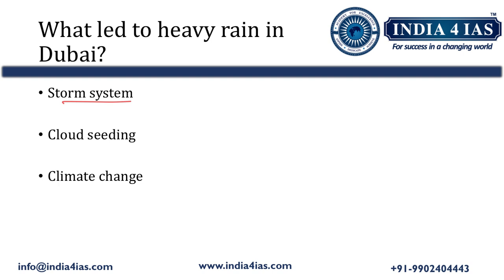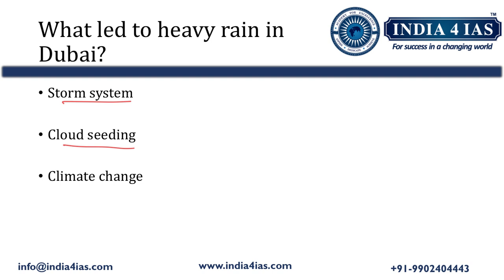The second reason is cloud seeding. UAE typically conducts cloud seeding. Since it is an arid country, an arid region, natural rainfall is a rare phenomenon in UAE. So it typically goes for cloud seeding to get rainfall. So that might be one of the reasons for the heaviest rainfall.